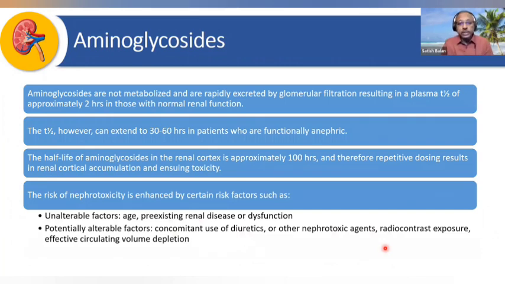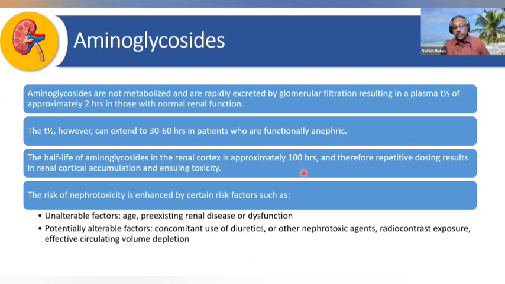Aminoglycosides are problematic drugs in CKD. You can give these drugs, but they have a very extended half-life in CKD, 30 to 60 hours. So you may need to give it once in 3 or 5 days, especially as their accumulation in the renal cortex is approximately lasting for about 100 hours.